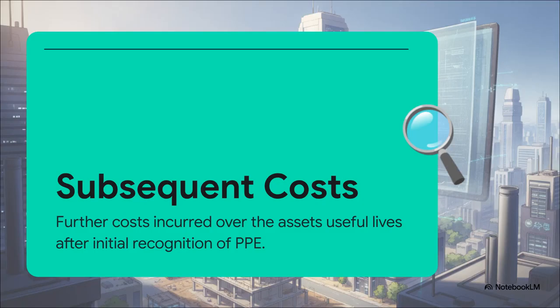So think about it. You buy an asset, but what happens a year later, or maybe 5 years down the line? Businesses spend money on their assets long after that initial purchase date. We define subsequent costs as further costs or expenditure incurred over an asset's useful life, strictly after its initial recognition. Basically, it's kind of like the cost of living, but for your business assets.